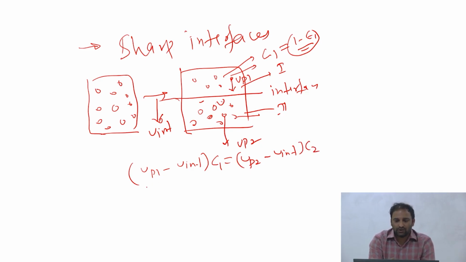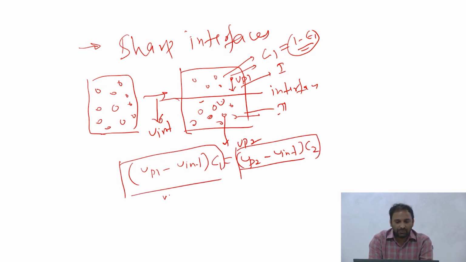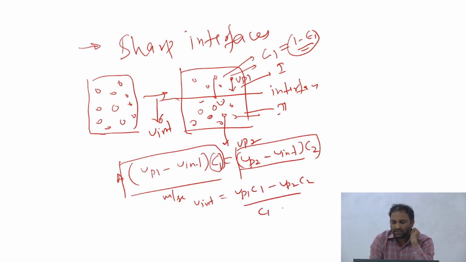If you work it out, this will have units of mass per second, because this is meter per second and this is your concentration, a volume fraction. Of course I can have the area multiplied on both sides, right? So this is a mass balance, which is telling you that if you want to have a clear interface, whatever number of particles reach the interface, the same number of particles have to go. If you work it out, your UINT becomes (UP1 C1 minus UP2 C2) divided by (C1 minus C2).